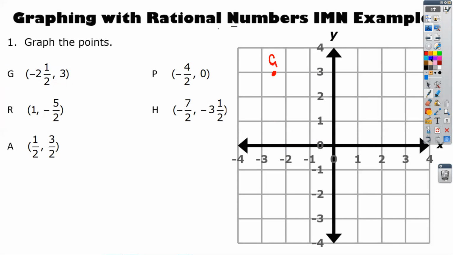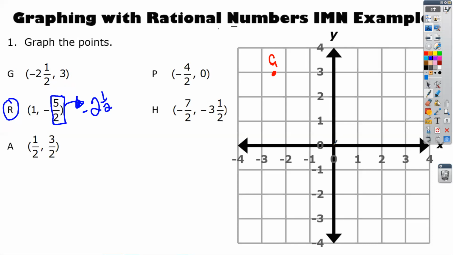Now let's look at the next one. Let's look at R. Now, multiple ways I could look at this one. I could convert it into a mixed number and say that that is -2 1/2, or I can leave it as 5 half jumps. Either way will work, so I'll explain what I mean.